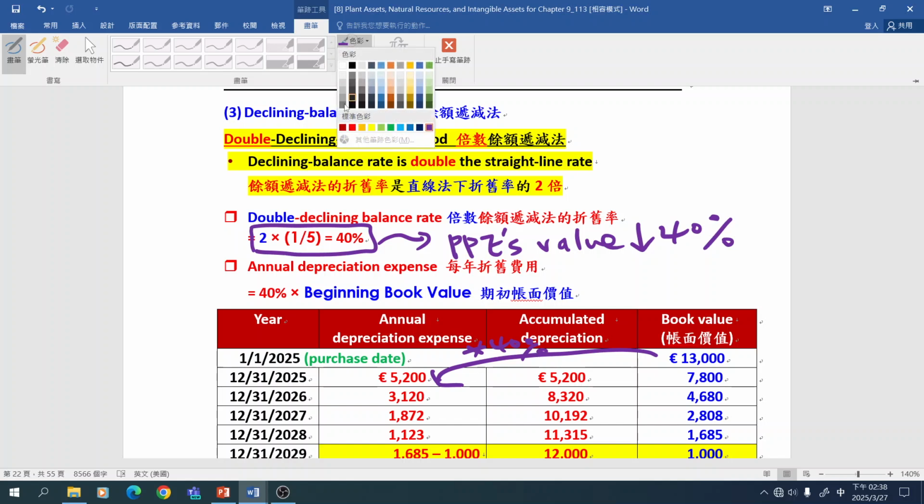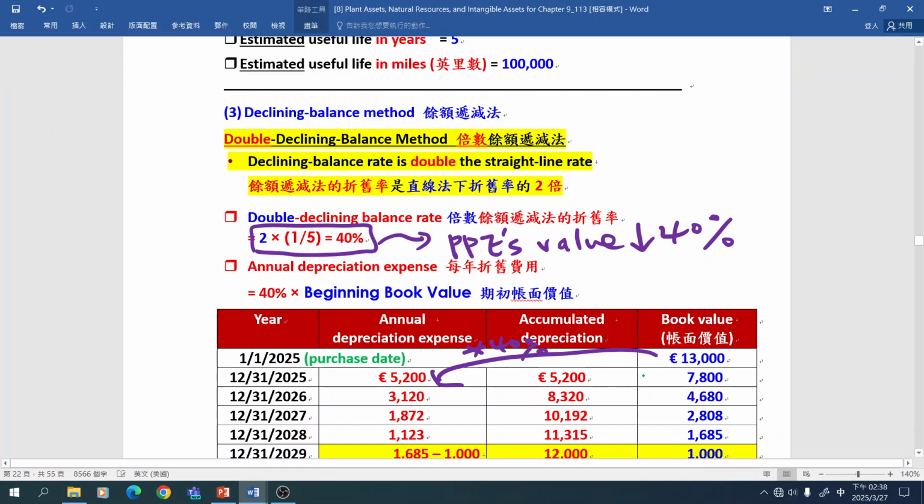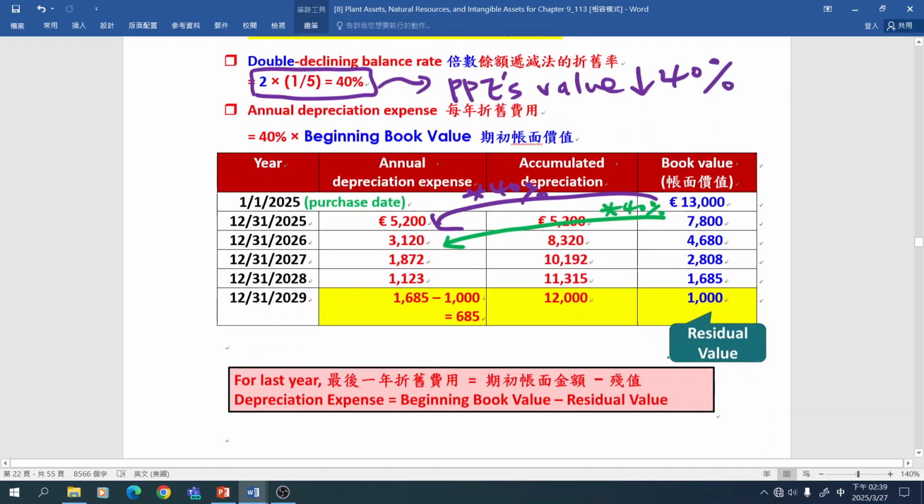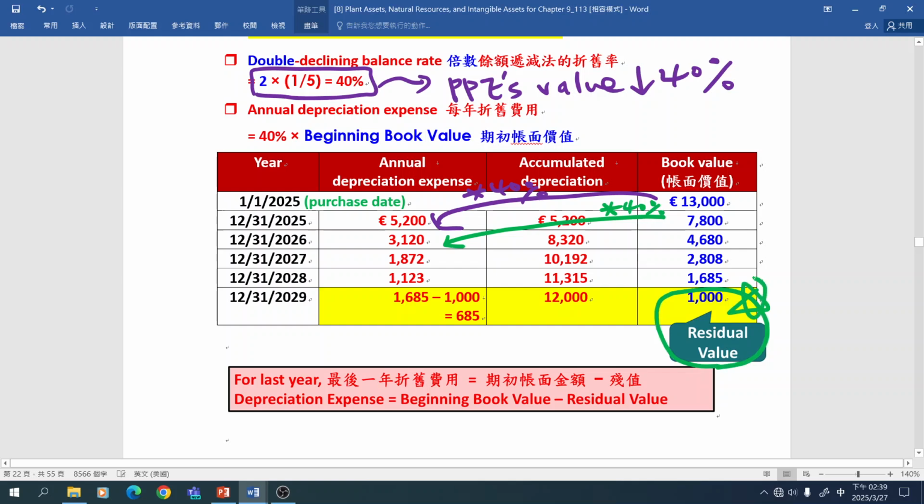Okay, so that's how you find out the number for each year. Based on last book value times 40%, you can get your annual depreciation expense. So use the formula, you can get each number. But the problem is, when you use the formula, the last number will not be residual value. You should be very careful. That's why I always ask you to be careful with the last number. It should be residual value 1,000.